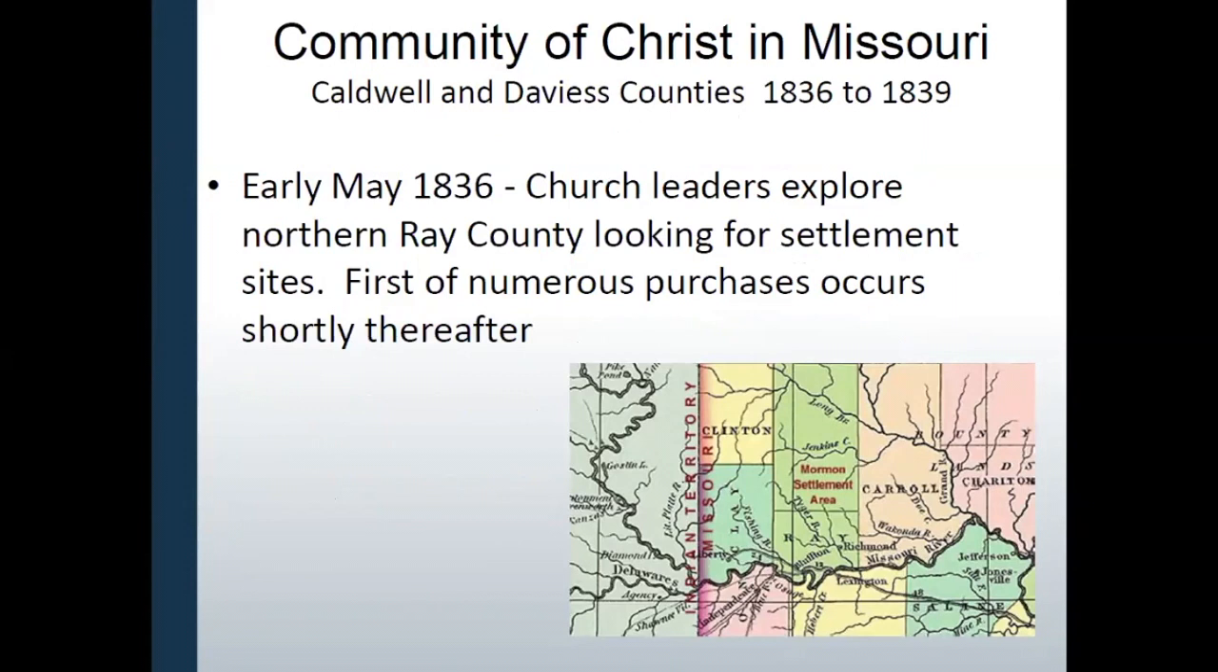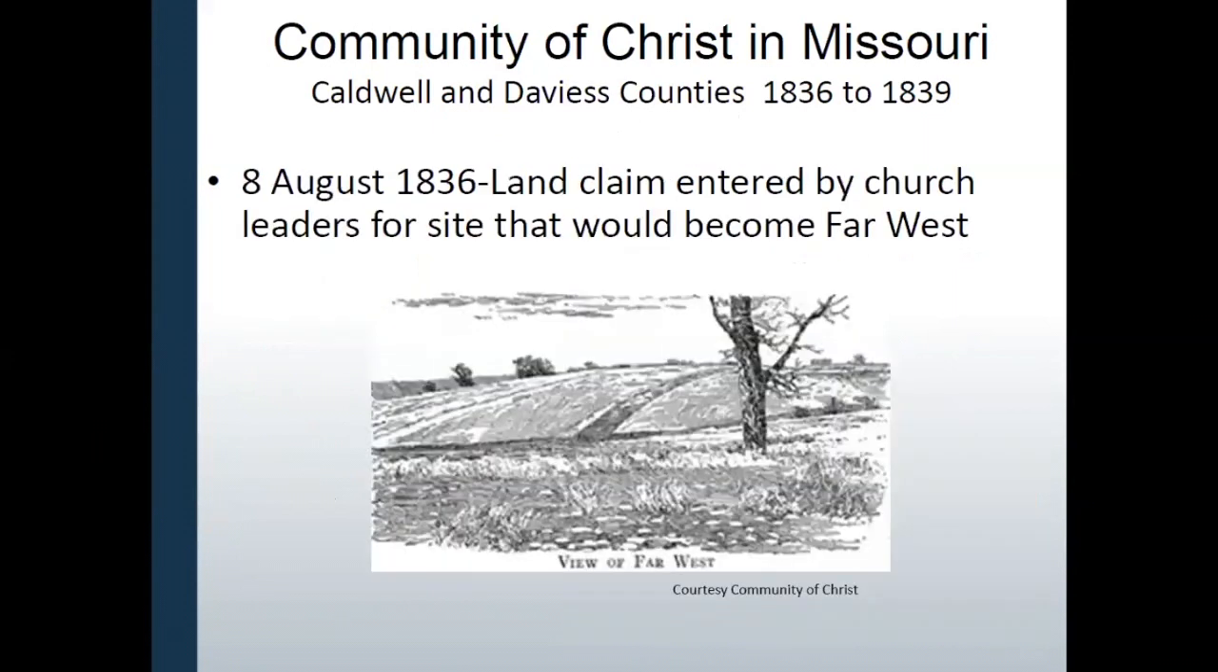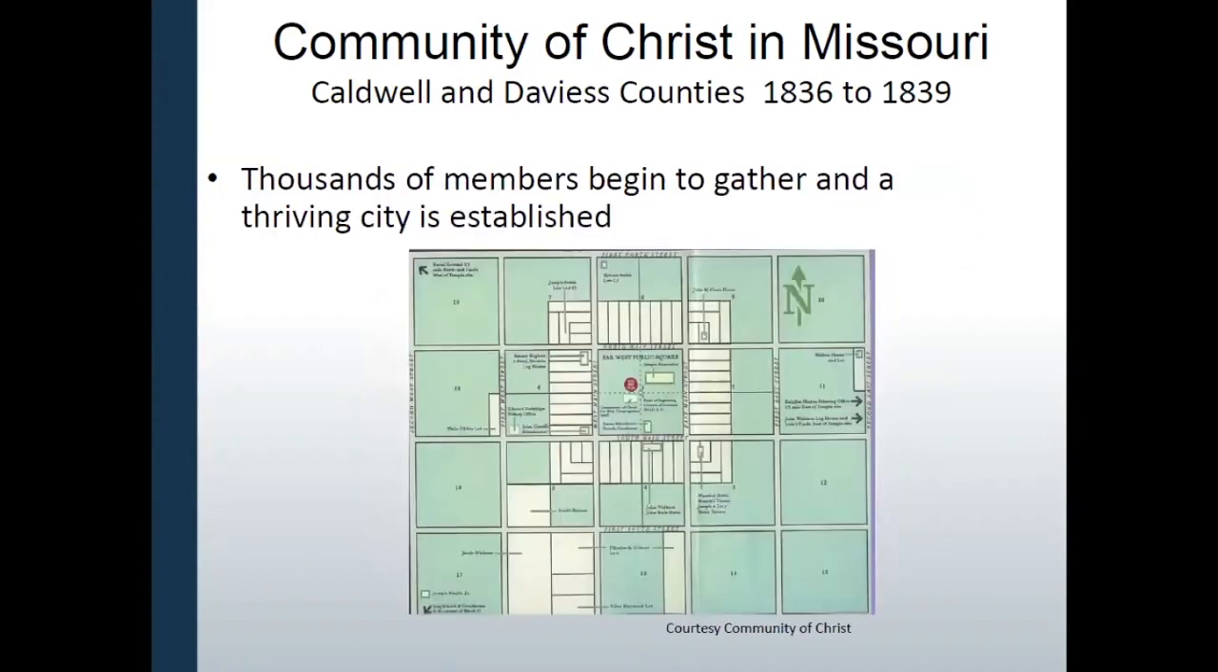We start looking in Ray County, which is a little further north from Independence, from Jackson County. And soon Ray County is divided up into new counties for the first time. We began purchasing land, but the state legislature is carving up new areas to settle. By August of 36, we're entering a land claim. So in a new area, there's a slightly different process for acquiring the land. We were the first owners from the US government, and we were acquiring what would become the city of Far West, would become church headquarters by August of 36.